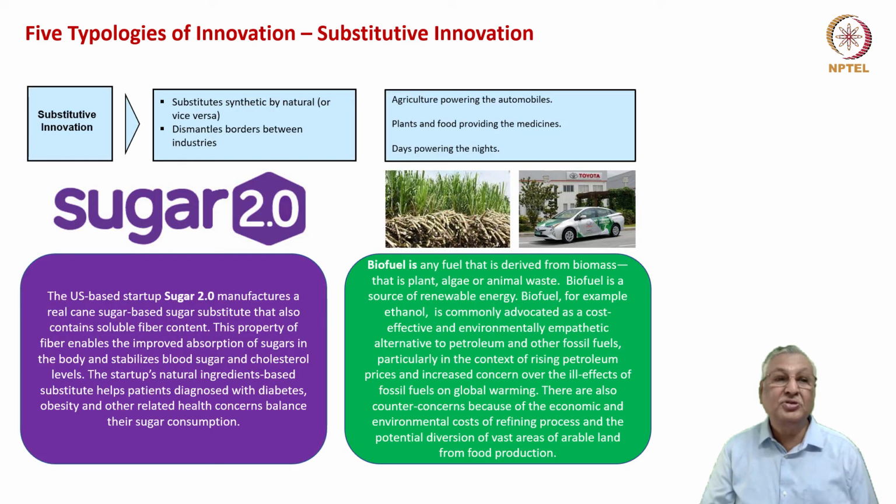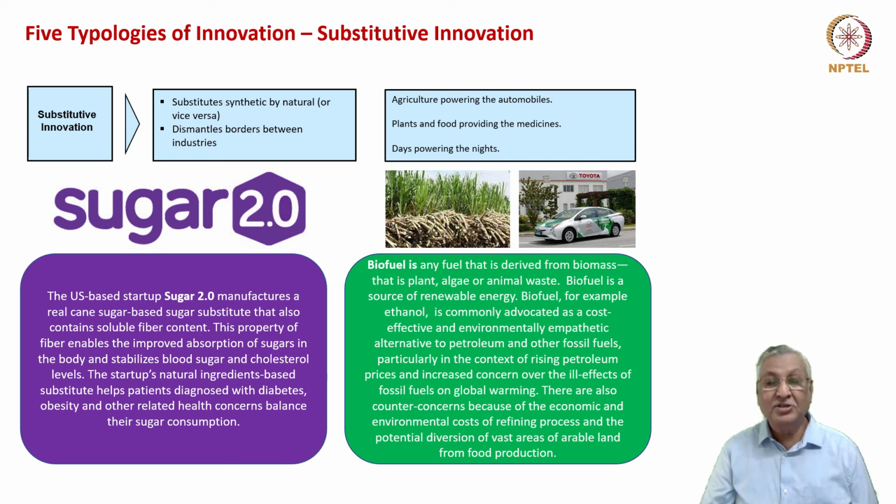The fifth one is the substitutive innovation. Substitute synthetic by natural or vice versa. It dismantles borders between industries. Agriculture powering the automobiles. Plants and food providing the medicines. Day powering the nights. So we have a US-based startup, Sugar 2.0, which manufactures a real cane sugar-based sugar substitute that also contains soluble fiber content.